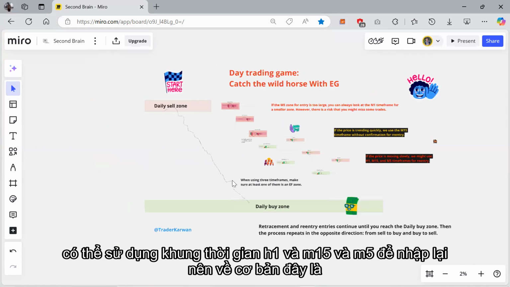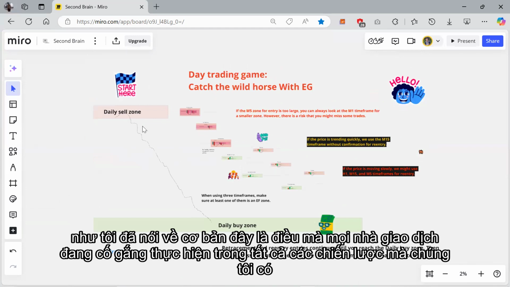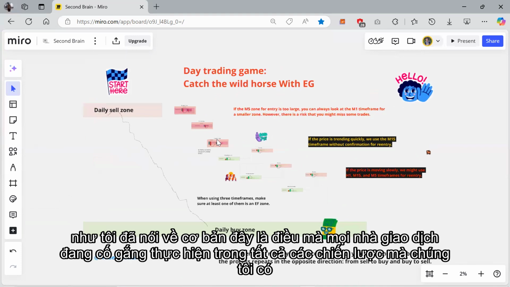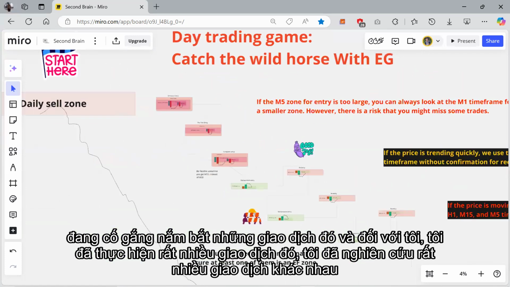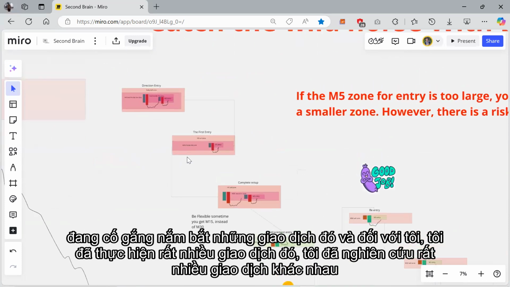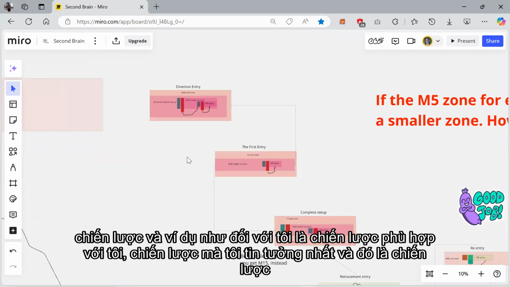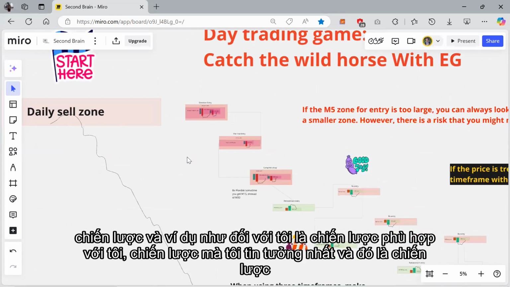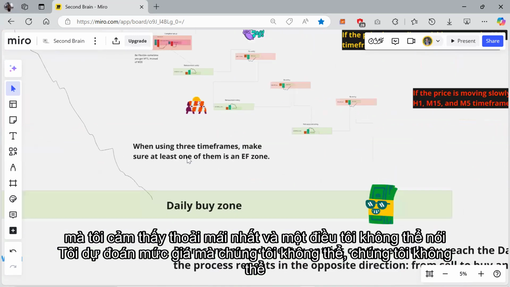So this is basically, as I said, what every trader is trying to do. All the strategies that we have are trying to catch those trades. But for me, I've studied a lot of different strategies, and EG is for me the one that works. It's the one that I trust the most, and the one that I'm most comfortable with.